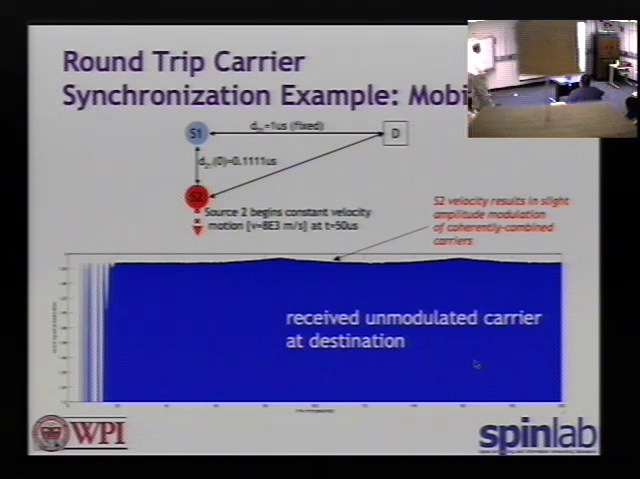So I had my student help me out and do some more simulations. This is a pretty extreme simulation, but we needed to do it within the amount of simulation time we could run. The whole system begins at a fixed position up until 50 microseconds, which is right here. Then at 50 microseconds, source 2 immediately accelerates into constant velocity motion, moving at 8,000 meters per second. And there'll be a bonus point: who knows why I picked 8,000 meters per second? It's about the speed the space shuttle travels in orbit around the Earth. So I picked that as a number that we could get into the simulation here.